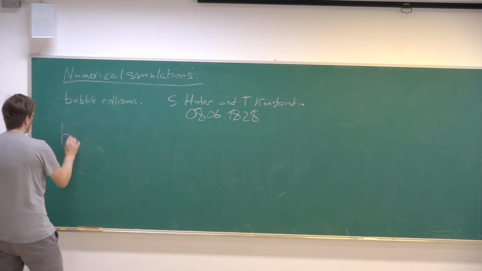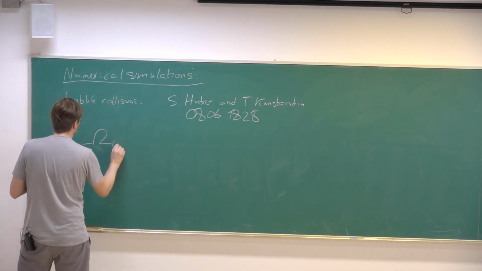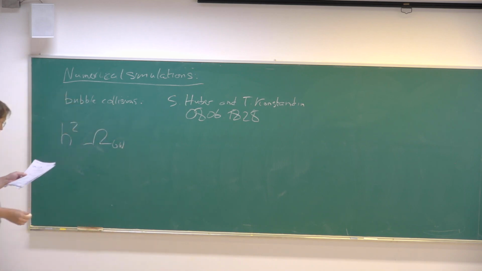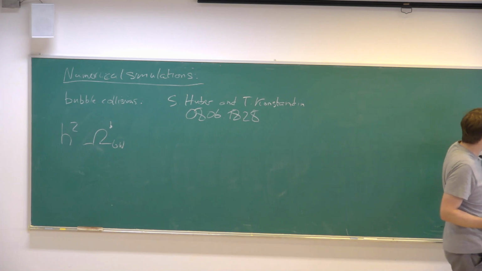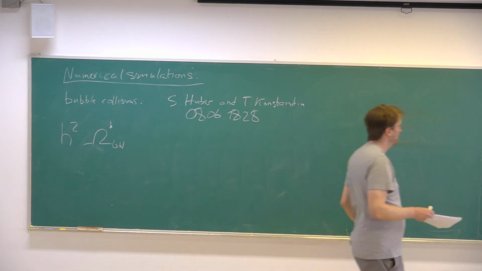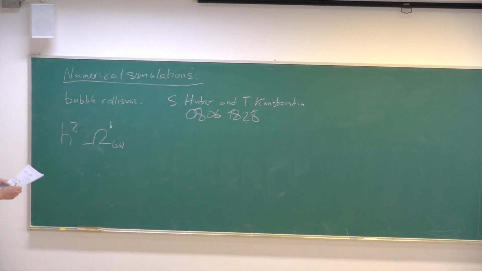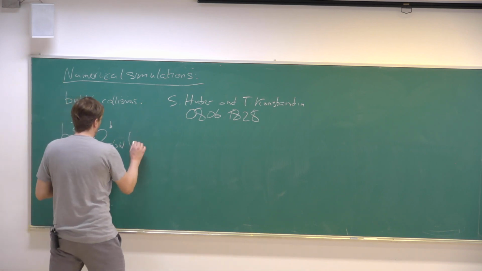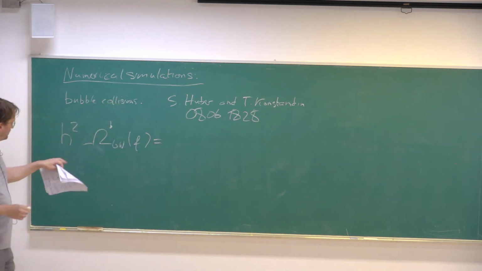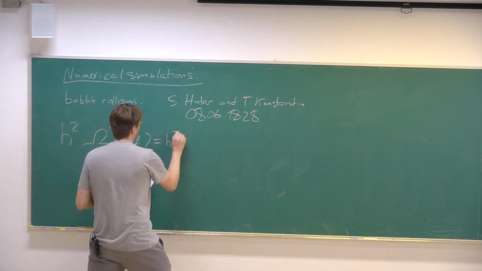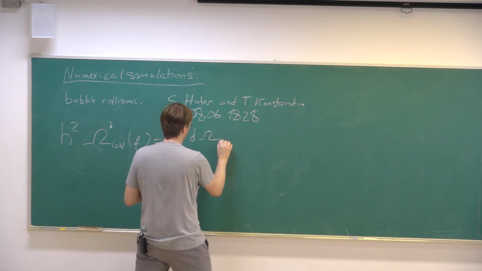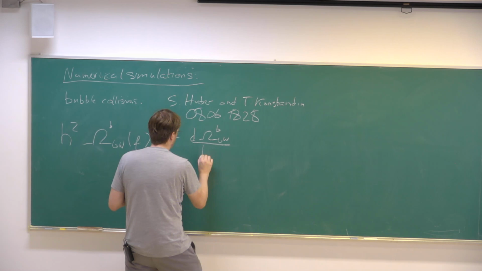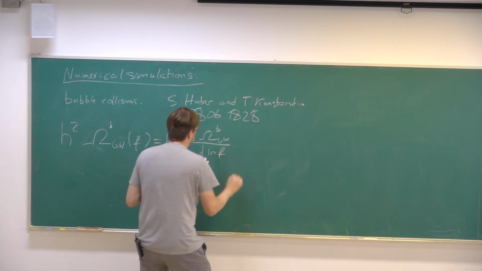What the spectra really are: this is the whole energy density in gravitational waves divided by the critical energy density. But now, of course, you want to know the frequency dependence. What these numerical simulations give you is called omega GW of f, of the frequency, which is just the derivative of this quantity with respect to the log of the frequency.